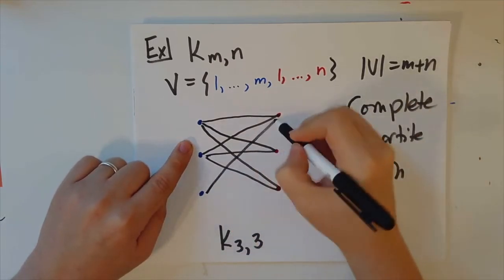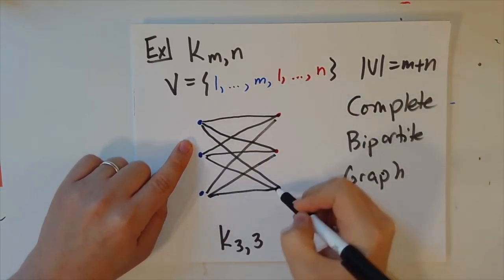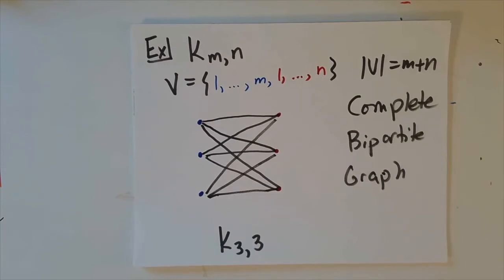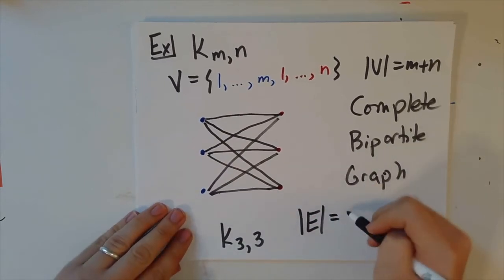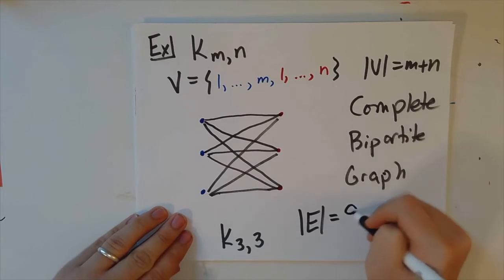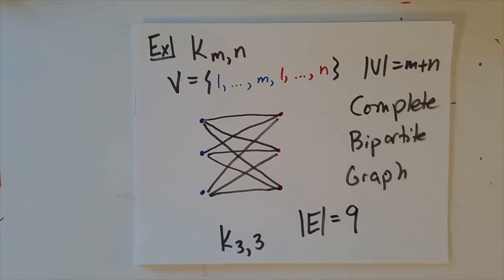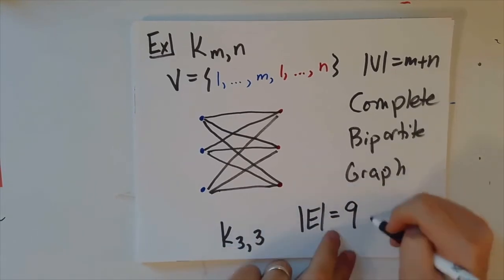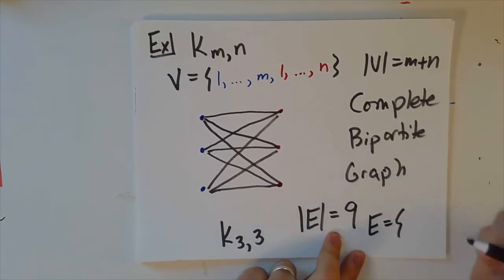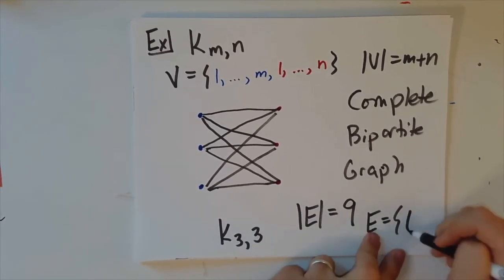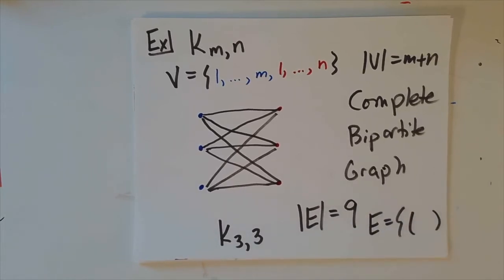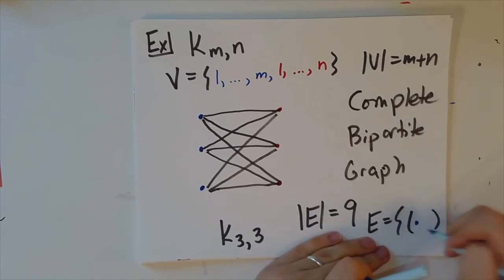And then that, like that. So, for example, in this case, the edge set has size 9. You can figure out what, in general, the size of the edge set is. But my edge set is basically the set of all blue point, red point. Something blue and something red.